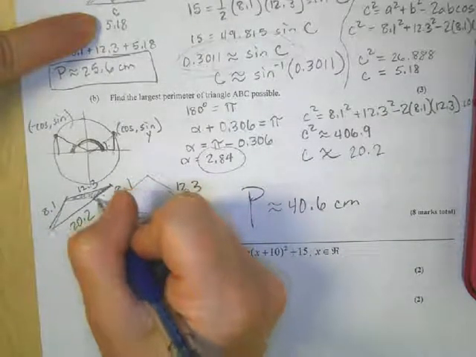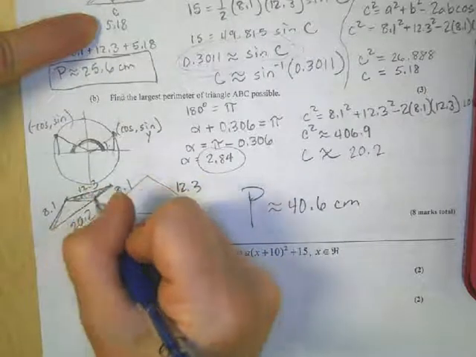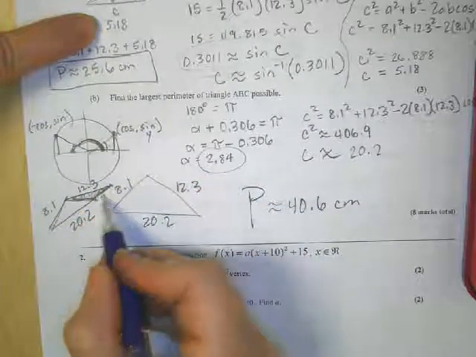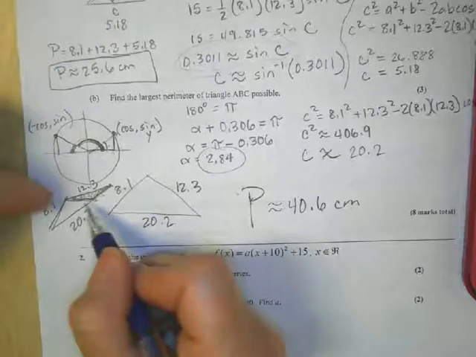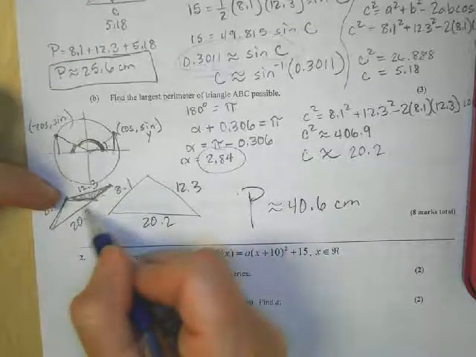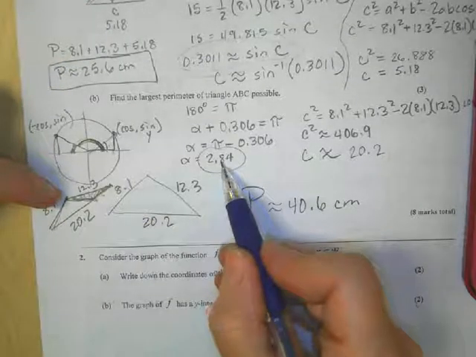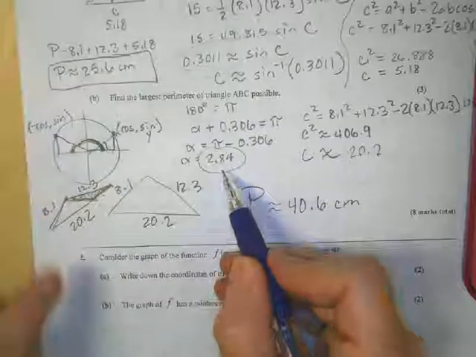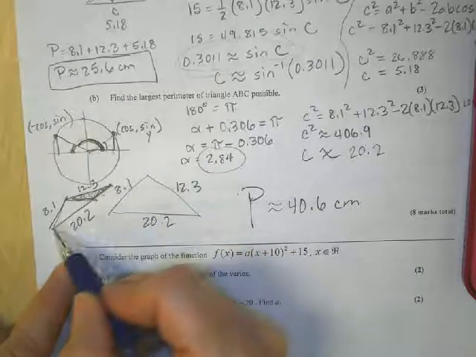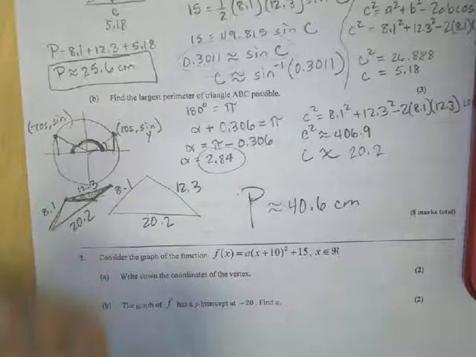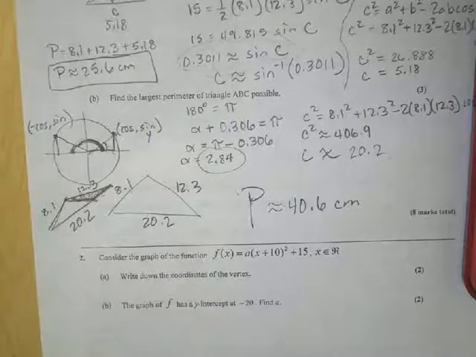So there are 2 possible triangles. There's that possible triangle that I just shaded, or if I swung this side out and used the bigger angle, again, this is radians, I would have gotten 20.2 for this side. And there it is. Tricky problem. Boy, it's been a while. All right, all done.